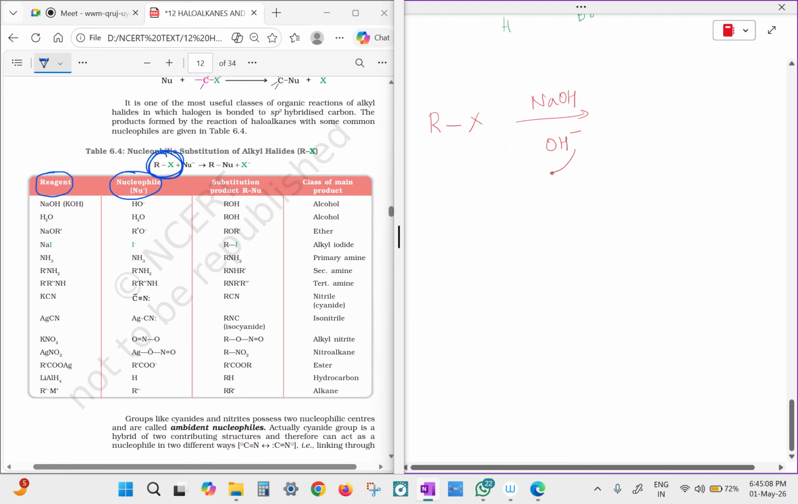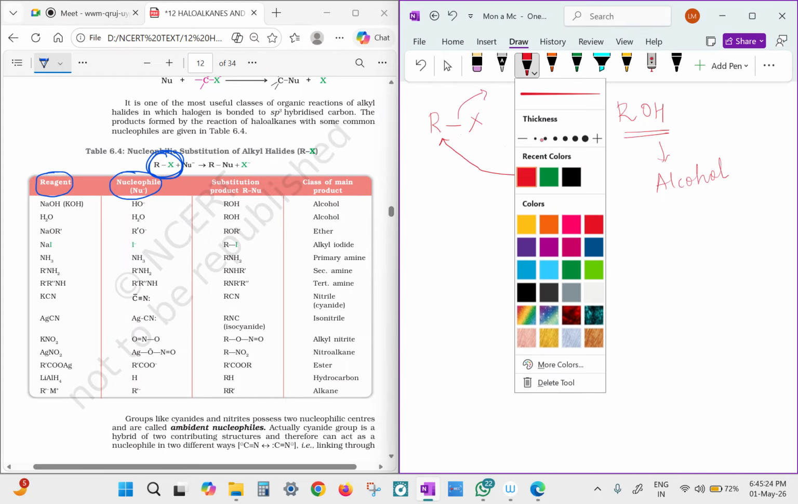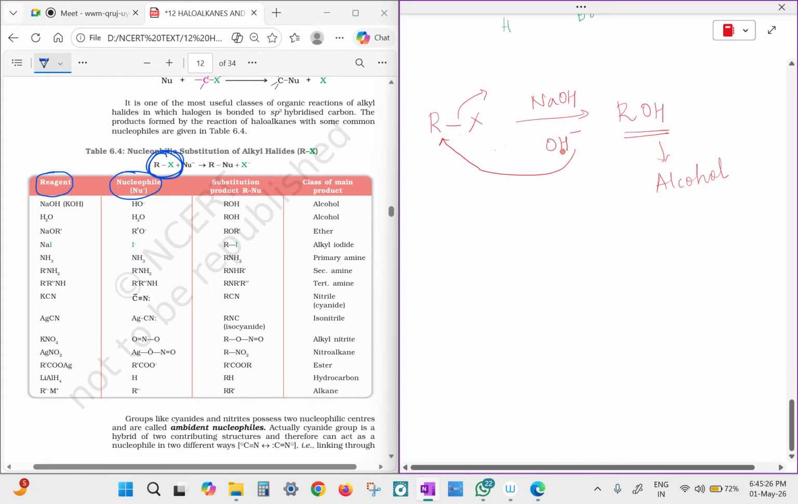What will the nucleophile do? Either it will carry out the SN1 or SN2 and you will be getting ROH, and the class of compound that is formed is an alcohol. This is how you need to interpret. RX is taken as the starting material. NaOH is the reagent. NaOH provides me with the OH minus as the nucleophile. The OH minus replaces the X minus to provide ROH, which is an alcohol.